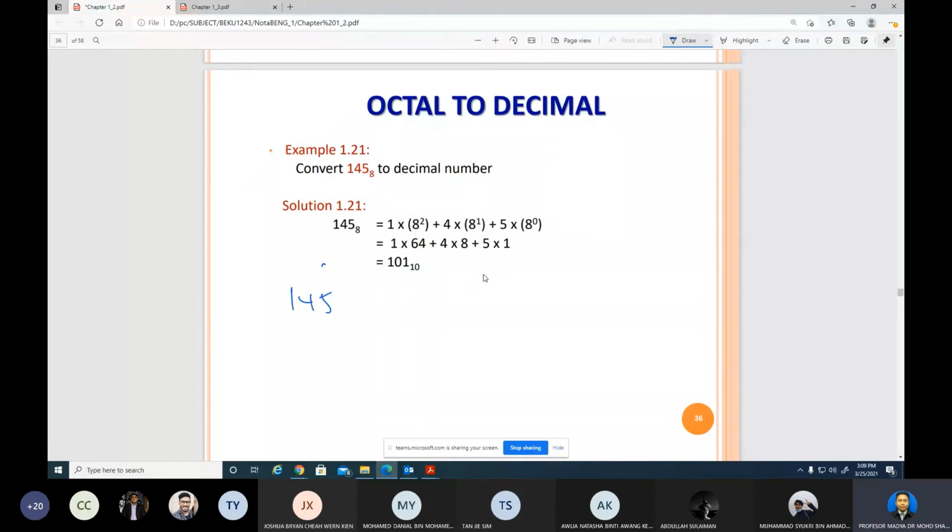Okay, so this is power of 8, power 0, power 1, power 2. So this one is 64, 1, 8, and this one is 1. Then you multiply: 5 multiplied by 1, then plus 8 multiplied by 4, then plus 64 multiplied by 1. So in total, you get 101 in decimal.